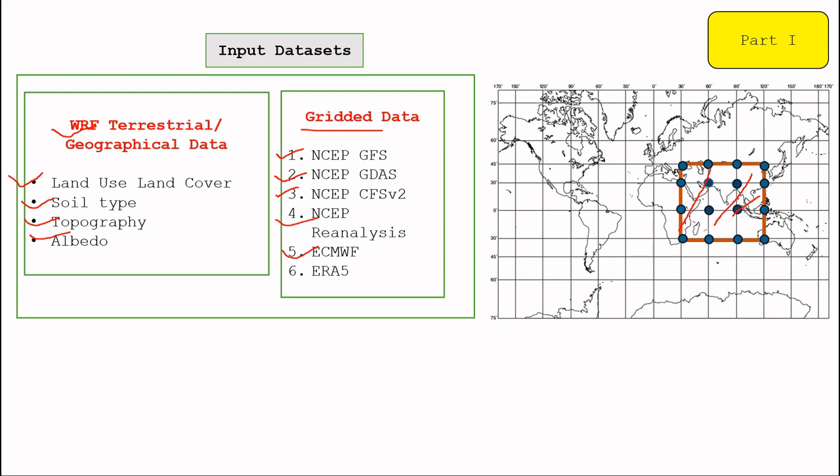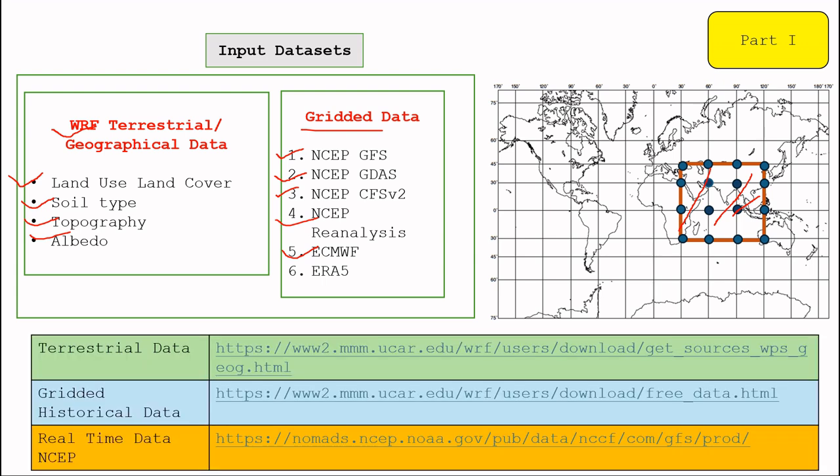Now the next question, from where to get this data? The terrestrial and historical data you can download from WRF page itself. The links for the terrestrial data set is given here, and for gridded historical data is given here. If you are interested to use real-time gridded data, then you can use real-time data link to download the real-time data. Okay. Now I will show you in the browser where to locate this data.